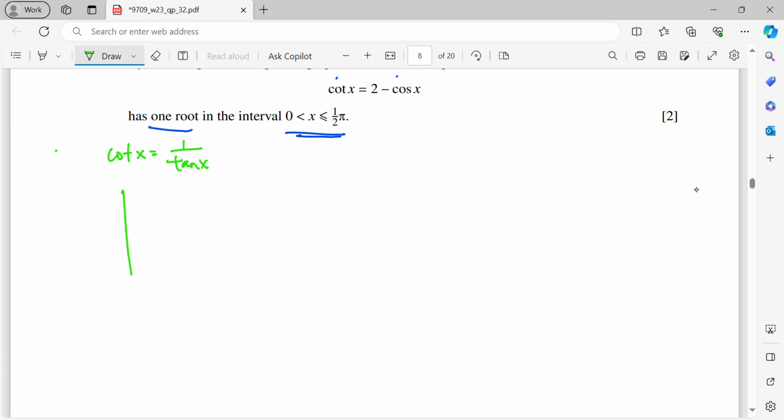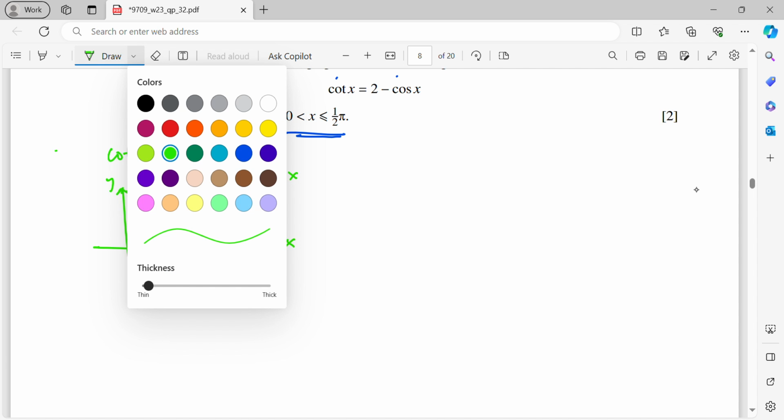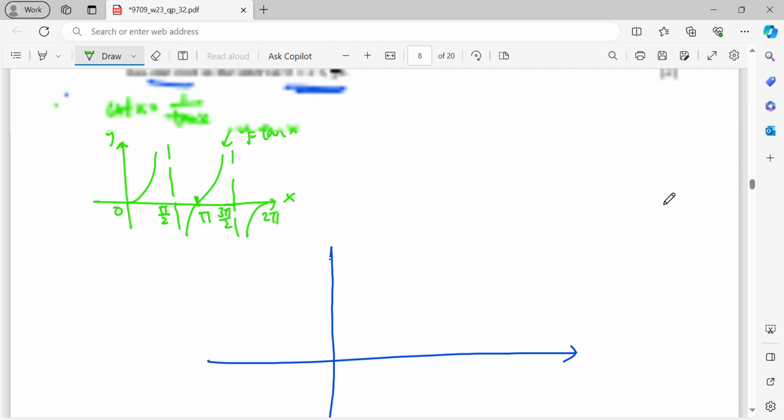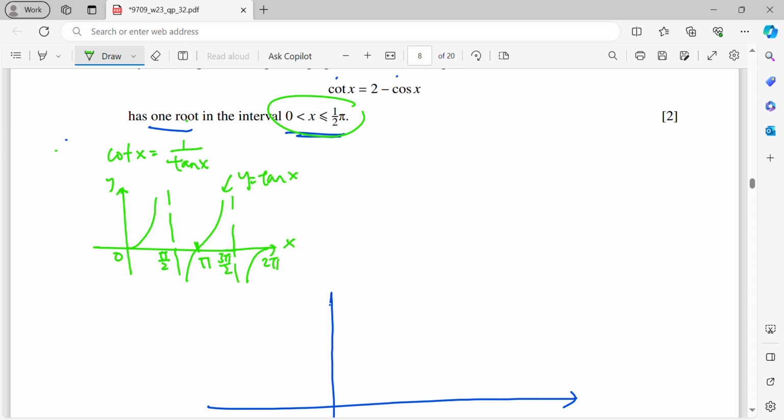So now, for the tangent x, for your information, this is our graph. So here is pi. This is pi over 2. Here is 3 over 2 pi and then 2 pi. This is for the tangent graph. Now, for the cotangent, I will just draw it here. You need to show that it has one root between 0 and half pi.